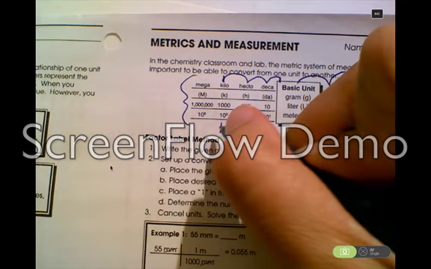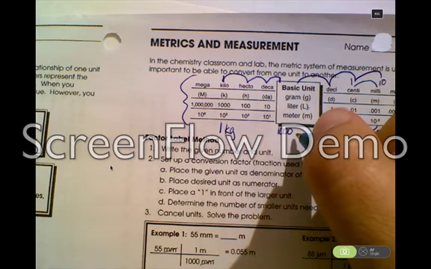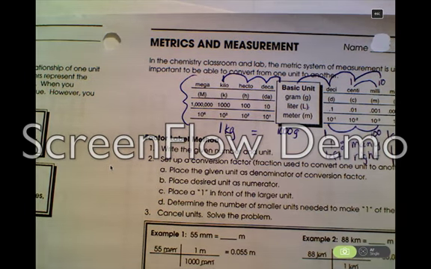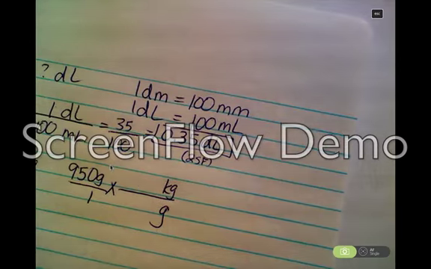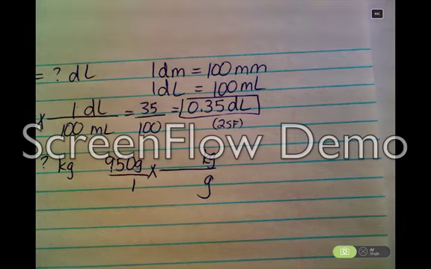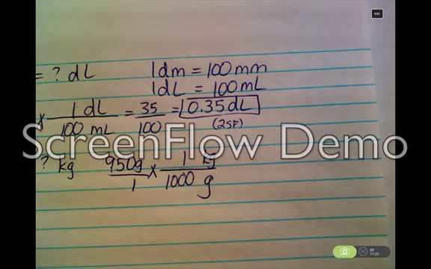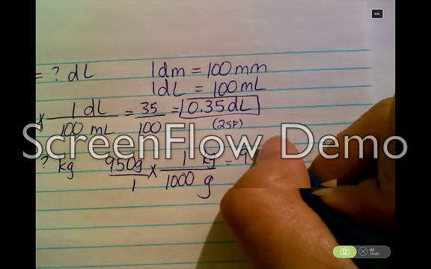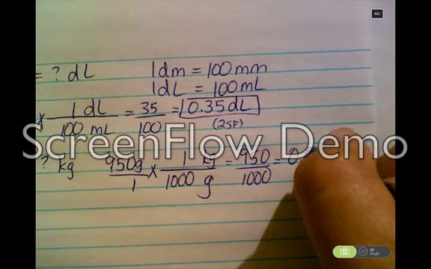That means 1 kilo is 1,000 grams. 1 kilogram is 1,000 grams. So on here, 1 kilogram is 1,000 grams. So now I have 950 divided by 1,000, which is 0.95 kilograms.